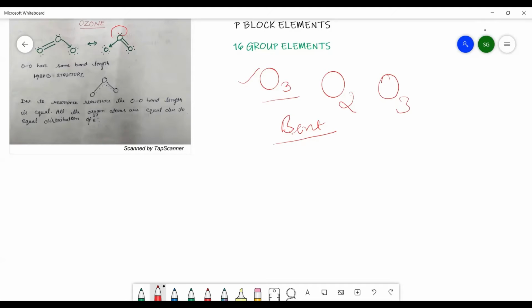Now here, you will see the hybrid structure for ozone, in which the O-O bond length is the same because these exist in resonance. The resonance takes place between the two oxygen atoms, and because of that one is sp2 hybridized and one is sp3 hybridized, but the bond length will be the same, because of the equal distribution of electrons among all three oxygen atoms like this. This is the hybrid structure for the ozone molecule.